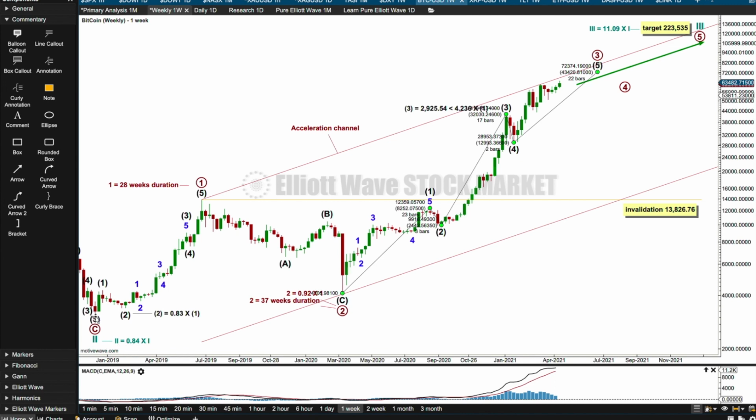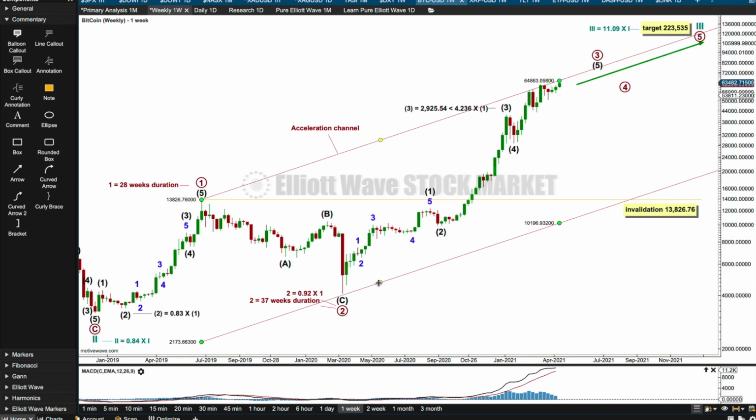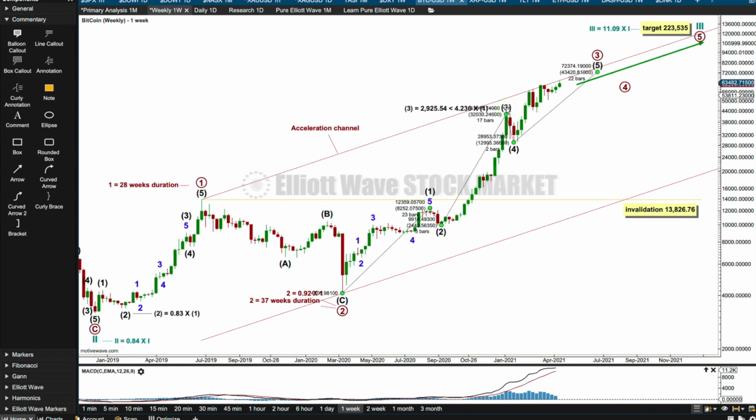And now within cycle 3, we've got primary 1 lasted 28 weeks, primary 2 lasted 37 weeks, primary 3 may only subdivide as an impulse. So from an Elliott wave perspective, this is getting not easy. Nothing about this is easy, but it's getting less difficult to analyze. I'm going to adjust my acceleration channel. You have to do that as it makes new highs. There's a Fibonacci ratio between intermediate waves 1 and 3.